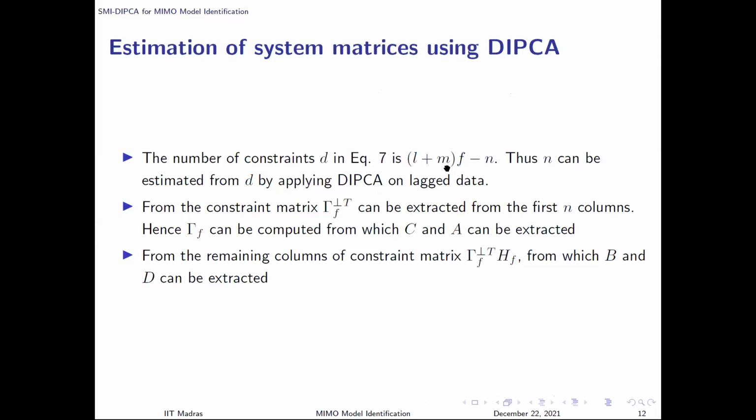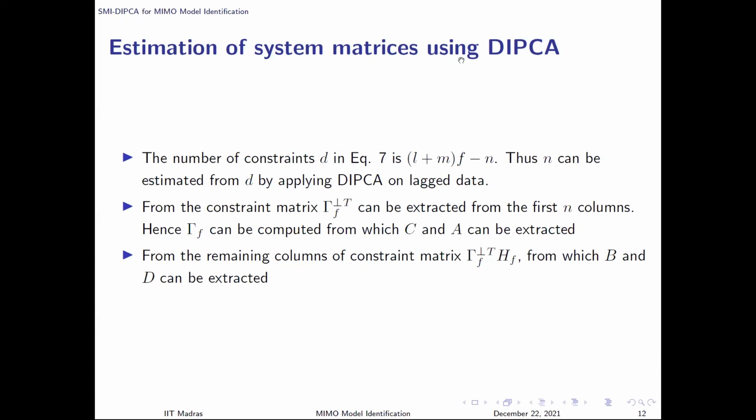Okay. So it is MF minus N. M is the number of output variables. F is your stacking length plus 1. Now N I don't know, but MF minus N I know, because that's the number of constraints, and that number of constraints is obtained by eigenvalue analysis in DIPCA. Okay. So every time we are doing the same thing: we are hitting the number of constraints and then backing out either the process order in the SISO case or the system order in the multivariate MIMO case. Okay. Sure.